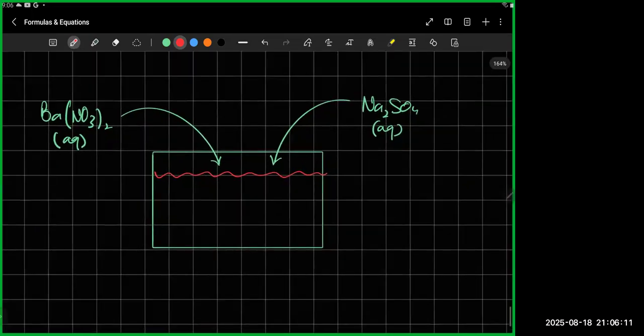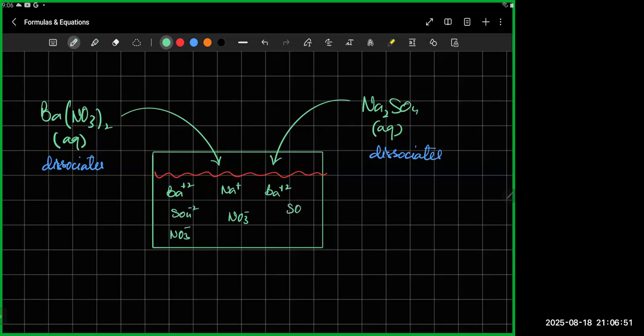What actually happens is when something is soluble, it dissociates. So barium nitrate will dissociate. Its ions will get scattered in water. This is also soluble, so it also dissociates. So the solution will have a lot of barium ions and nitrate ions floating around, and it will also have a lot of sodium ions and a lot of sulfate ions floating around.